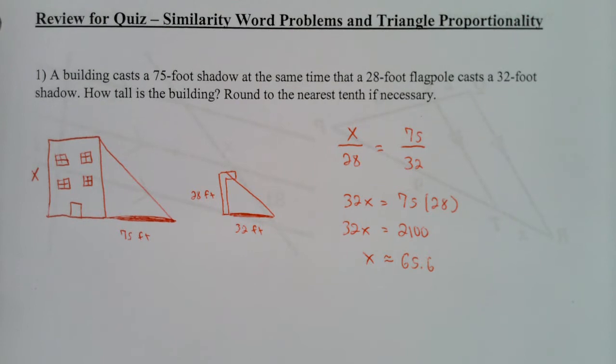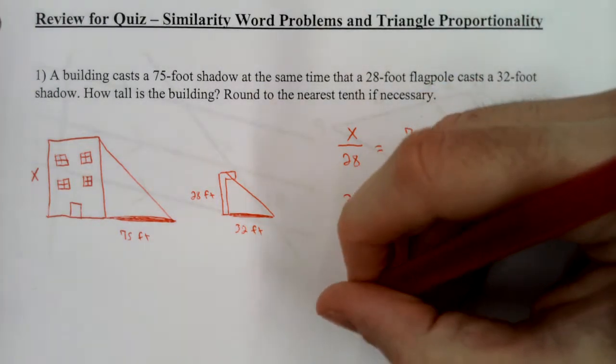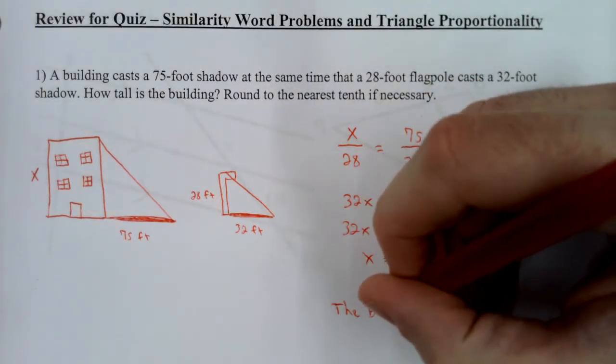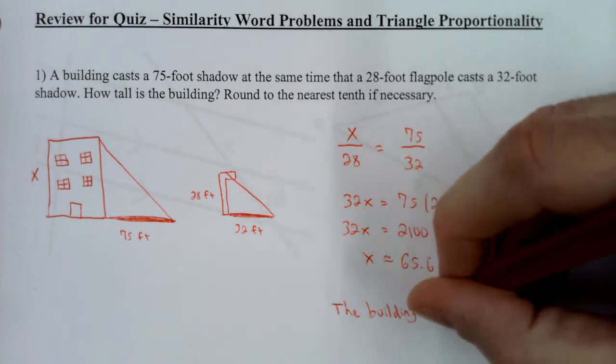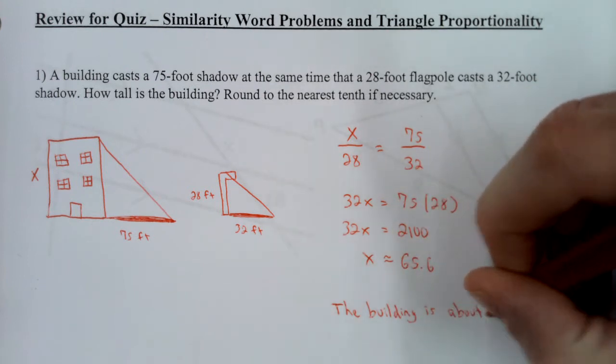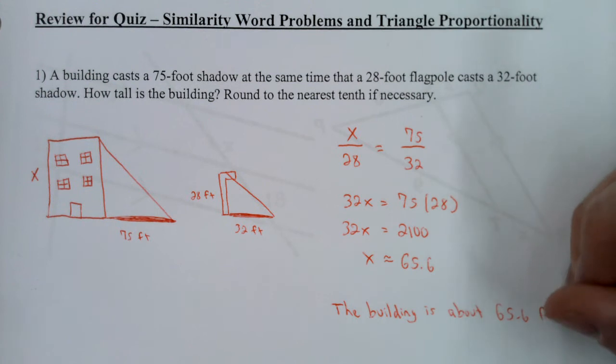So since it's a word problem, let's put our final answer in a sentence. The building is about 65.6 feet tall.